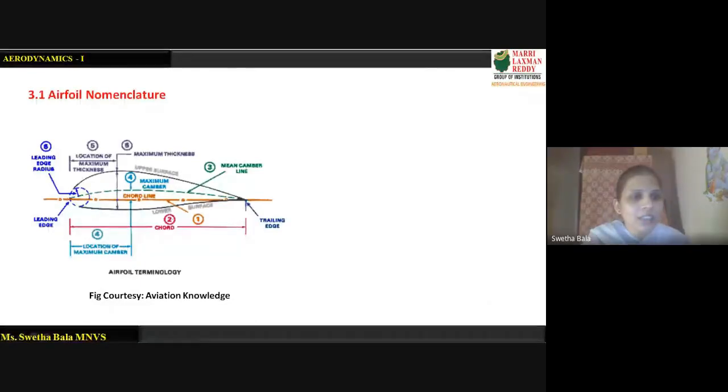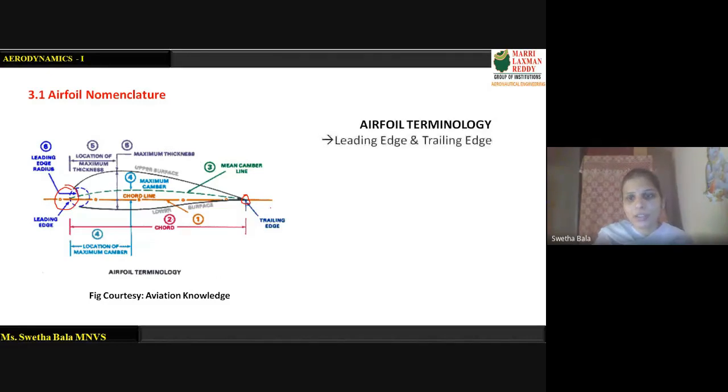So the first point, this point is called the leading edge. This point is called the trailing edge, and the straight line joining it is the chord line. The leading edge, trailing edge, the chord line, it is a straight line.